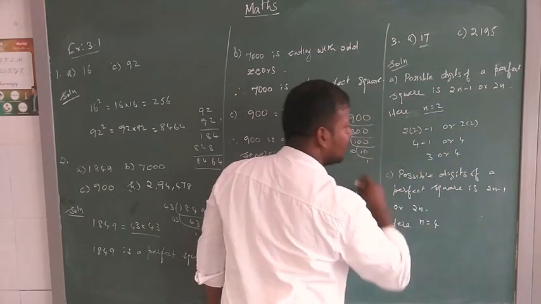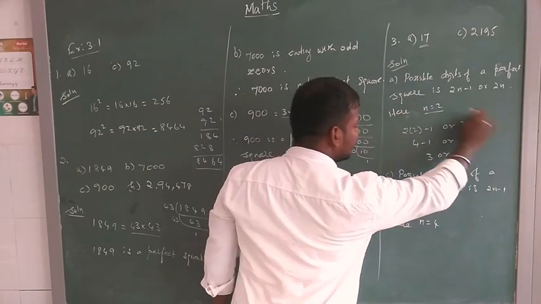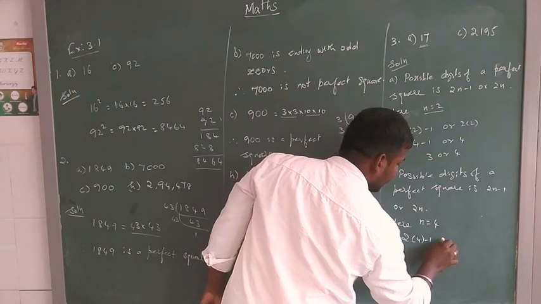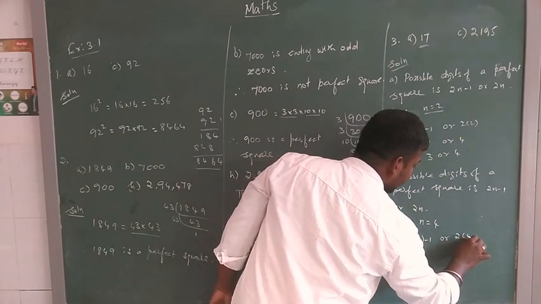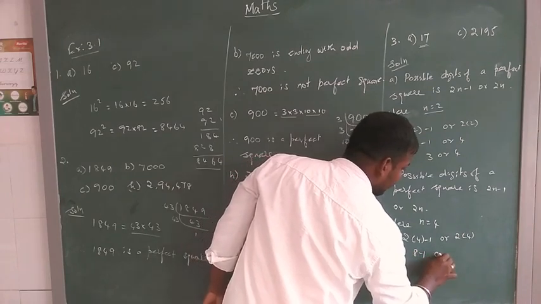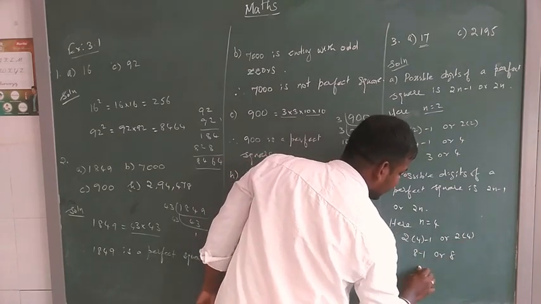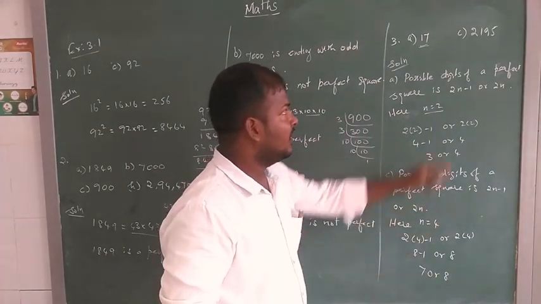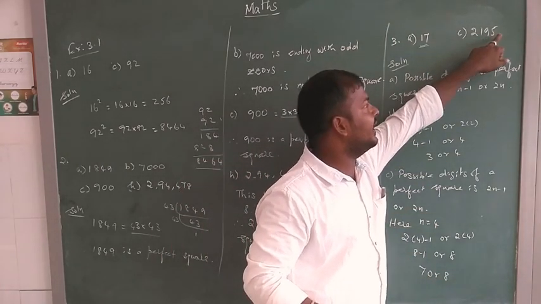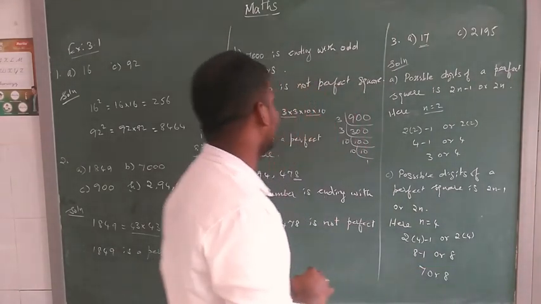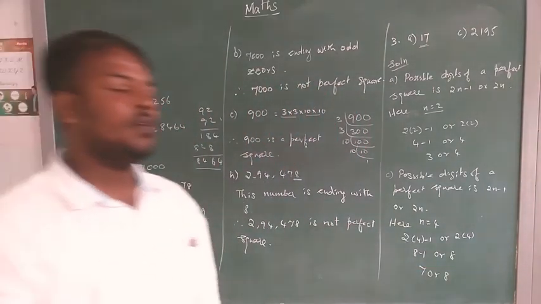You simply substitute in this formula. What will we get? 2 into 4 minus 1 or 2 into 4. 2 fours are 8. 8 minus 1 is 7, or 8. So what is your answer? The square of 2195 is a 7 digit number or an 8 digit number. Next we will move to the fourth problem.